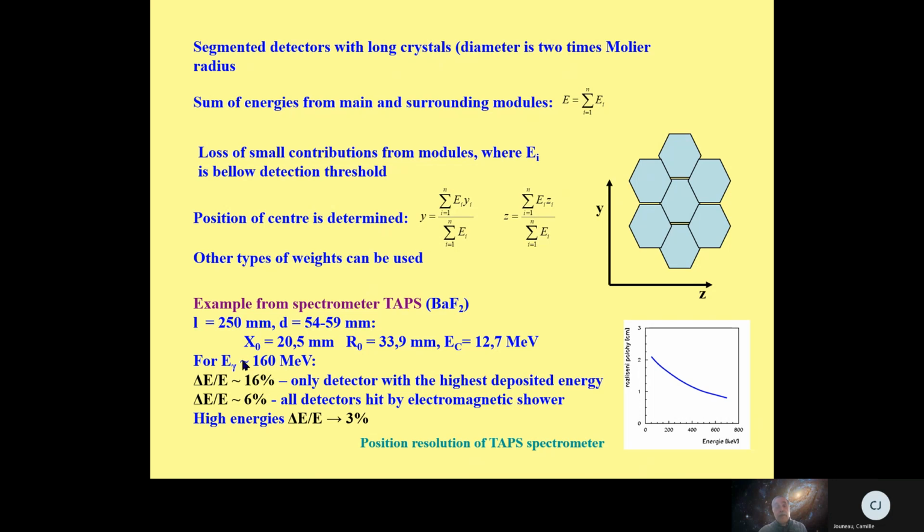energy resolution for gamma energy of about 160 MeV. If you have only one detector, it is about 16%, but if you use all detectors which are hit by this electromagnetic shower, it is about 6%. For higher energy, it's about 3%. Here is the dependency of this resolution on energy.